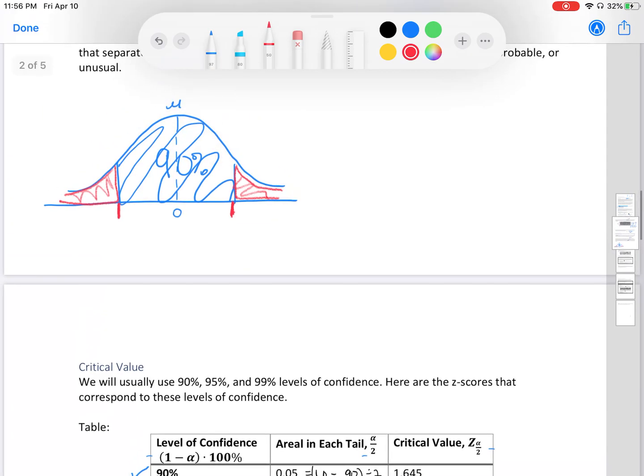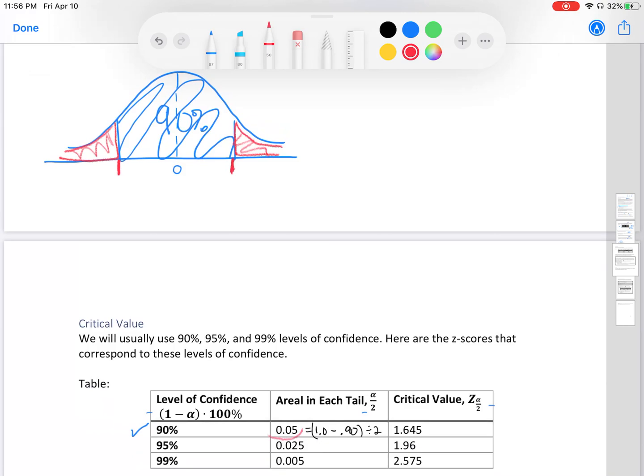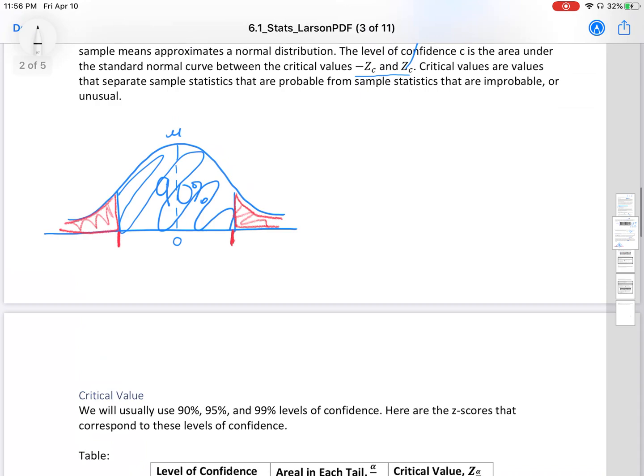So where does this 0.05 come into play? Well, we know that our entire bell-shaped curve, the probability is 100%. And if I want to work with 90%, what's left? We have 10%. But we have 10% to split between two tails. So 10 divided by 2, I'm left with 5% and 5%.